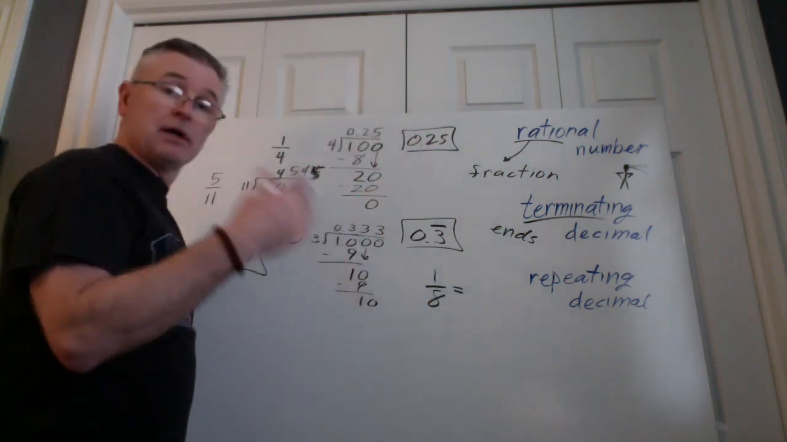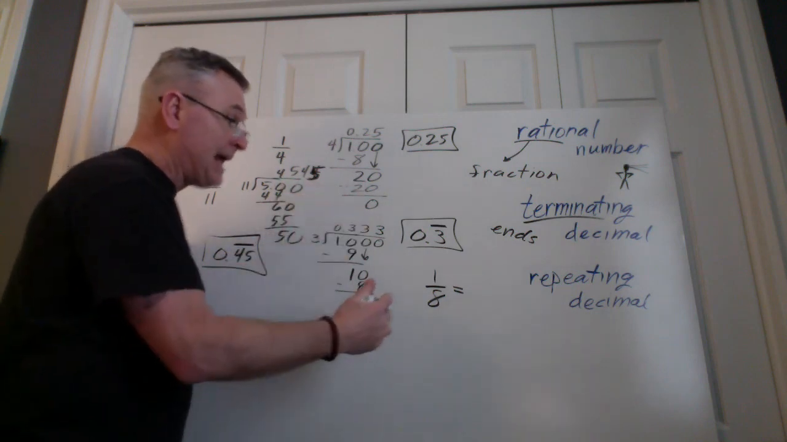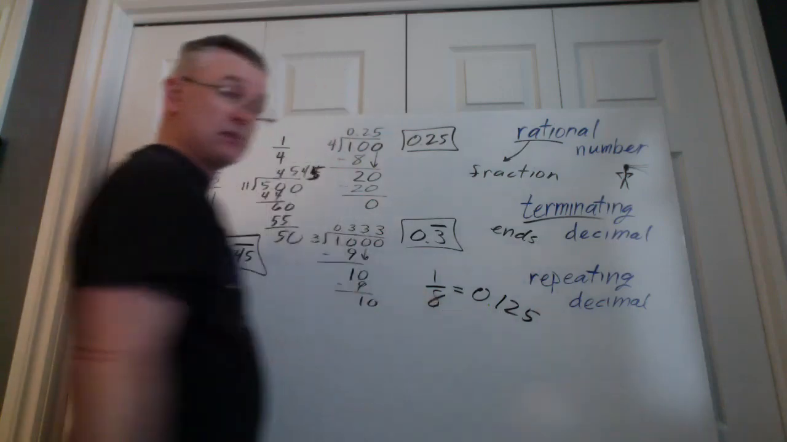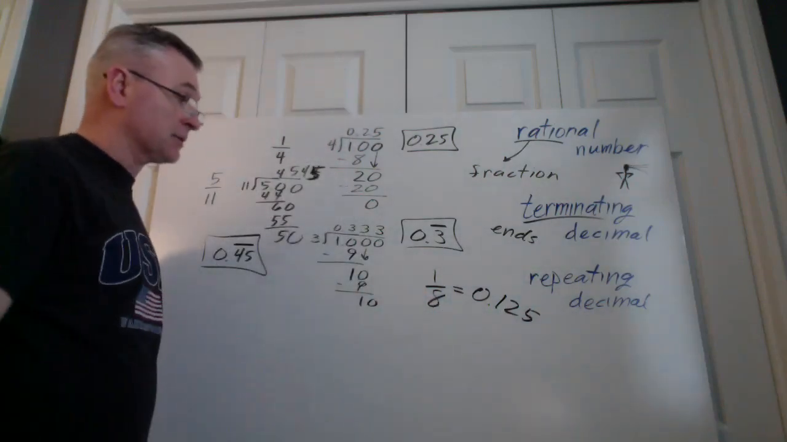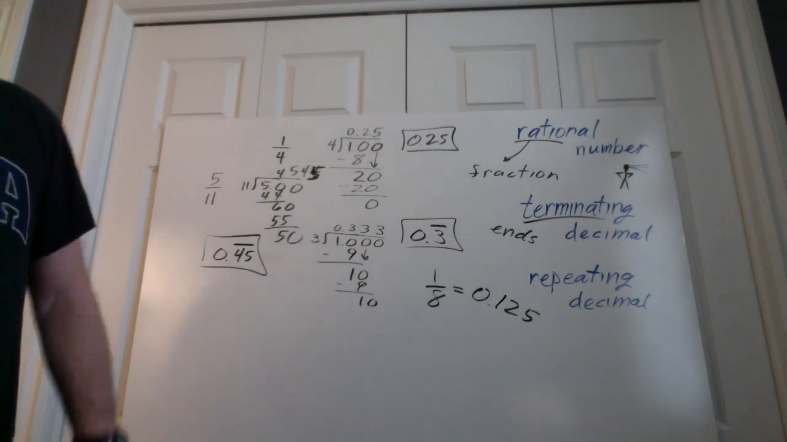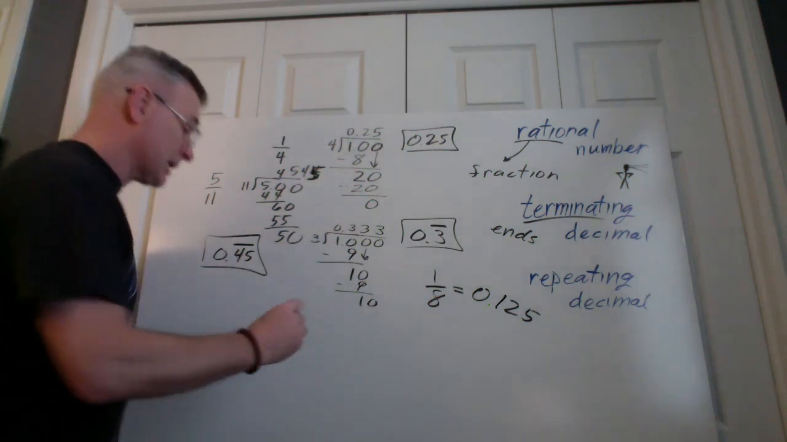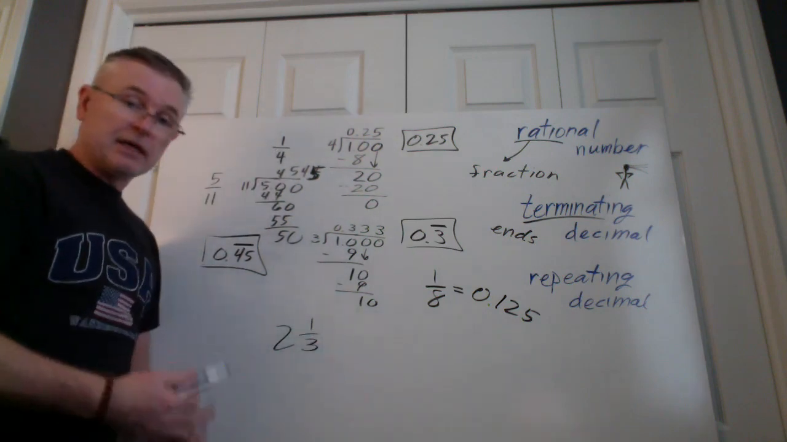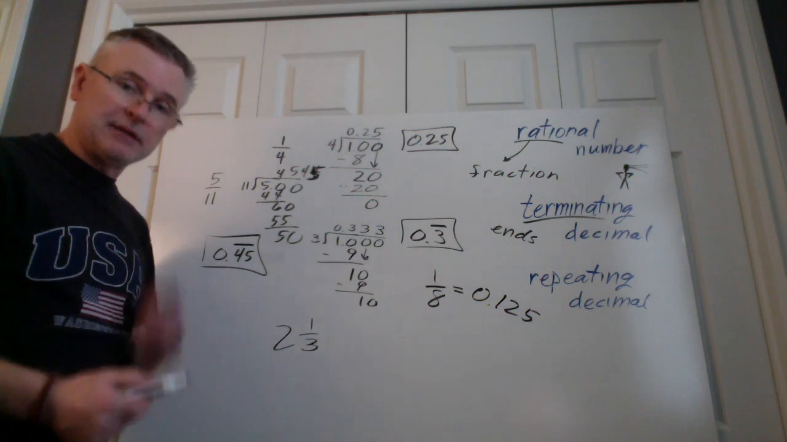Some decimals don't end right away, like 1/8. If you divide 1 by 8, you get 0.125 and then a bunch of zeros. This is a terminating decimal. We also use things like this. This is a repeating decimal.